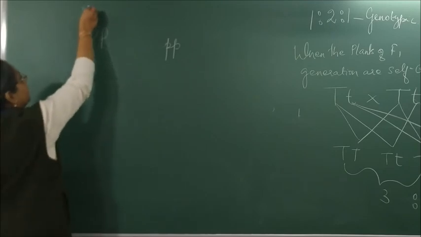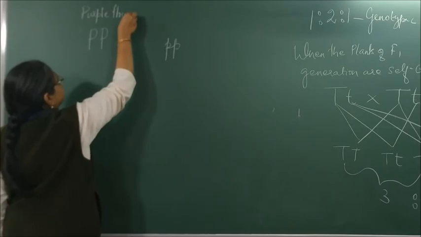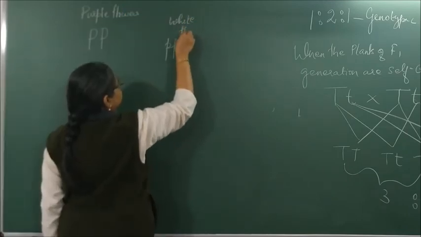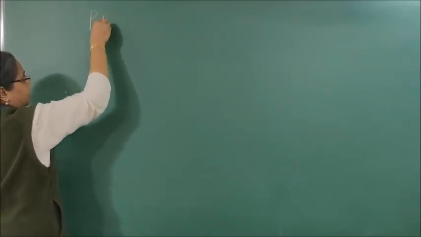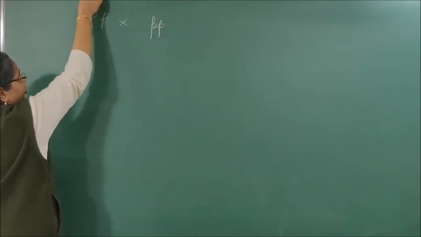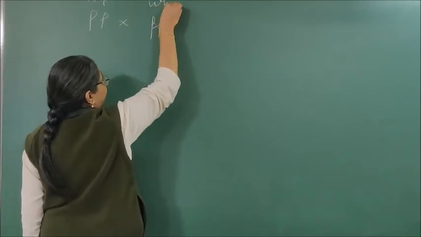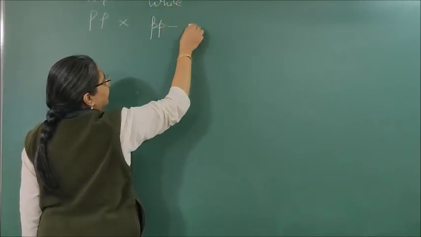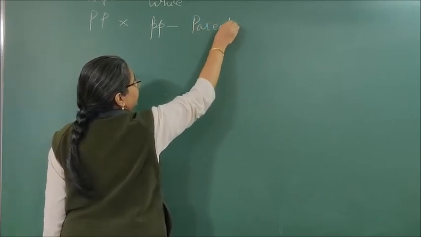Write on the top, purple flowers, and this is for the second monohybrid cross. When we take purple flowers and cross them with white flowers, you can write on the top purple and white, and you will find that purple is dominant and white is recessive. This is the parent generation.